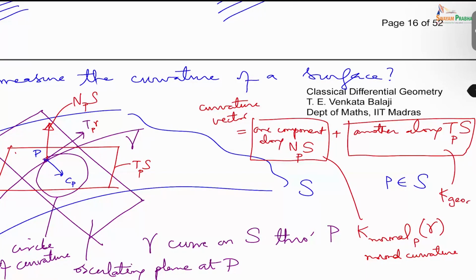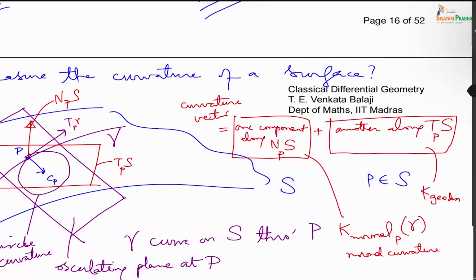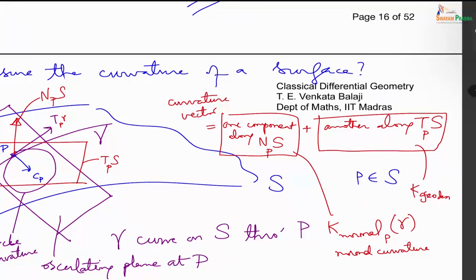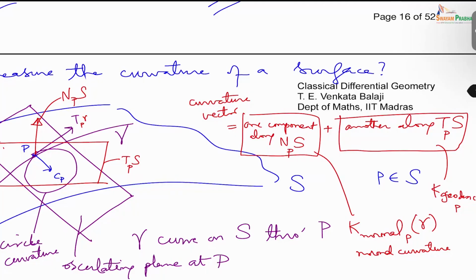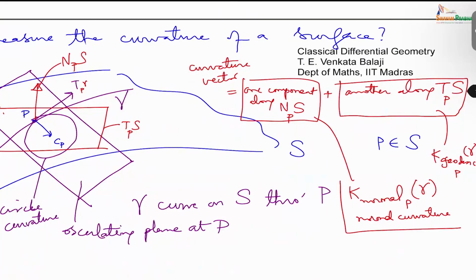So this is called K geodesic at P of gamma. Basically, if you want to use more slick notation, I'll write K n at P of gamma, and this can be written as K small g at P of gamma. So you see, basically I just want to introduce these two objects.